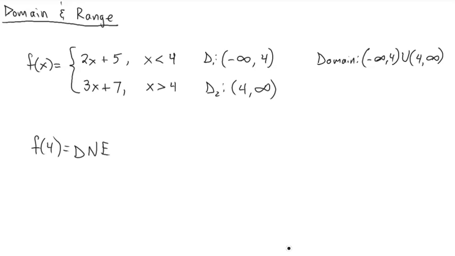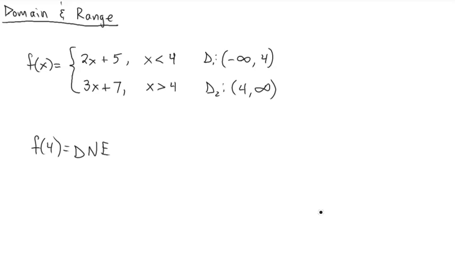Notice when we write 4 with parentheses on both sides and the union, it means that 4 is not included. That means x cannot equal 4. That's important to notice when we do the domain. To do the domain, all you have to do is identify the domain of each of the pieces and then union them together. We'll see what happens if they meet up. If there's no gap, then we can just make it negative infinity to positive infinity. But that did not happen here. We're missing 4. All right, now let's identify the range of this piecewise function.